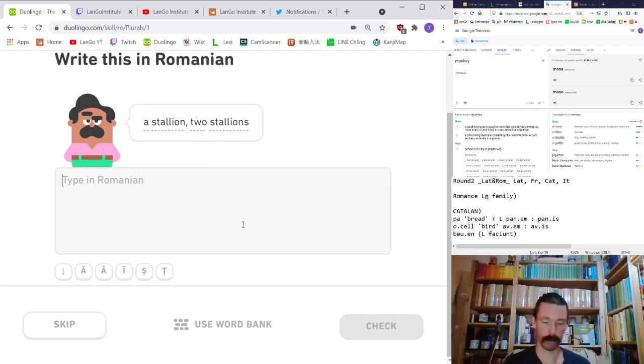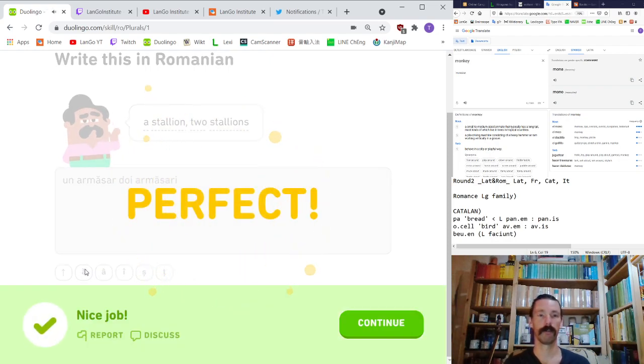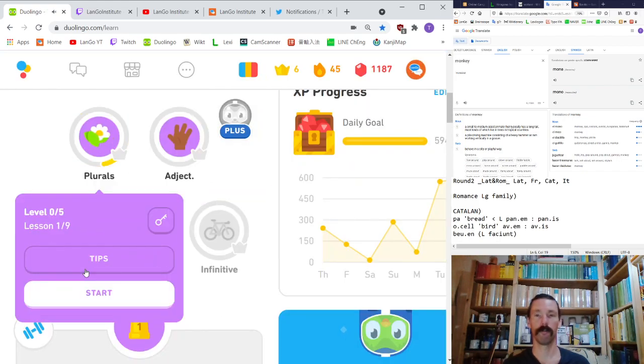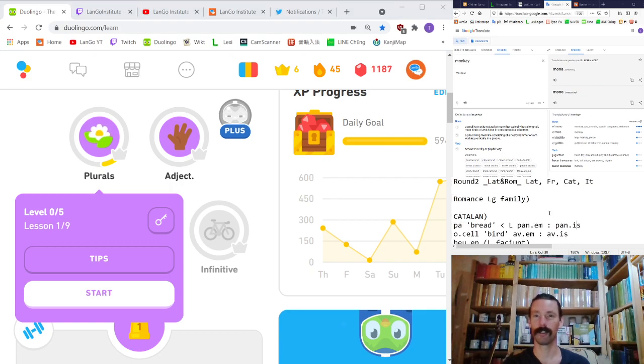A stallion, un armăsar. The A is raised from not the most open A, but either mid or even high vowel. Doi armăsari. And it's going to be written ri. We won't hear the i. Spelling. And that's not too surprising. Don't be too baffled by this. English has silent e all over the place. Here it's silent i. Can't accuse Romania of doing anything devious when it's just like English, just with a different letter.